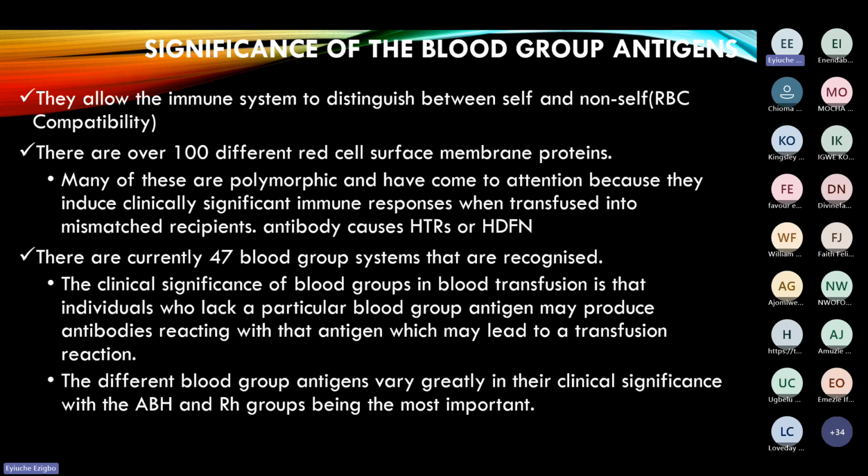And currently we have more than 47 blood group systems that are recognized by the International Society of Blood Transfusion. Okay, the clinical significance of blood groups in blood transfusion is that individuals who lack a particular blood group antigen may produce antibodies reacting with that antigen, which may lead to a transfusion reaction. The different blood group antigens vary greatly in their clinical significance, with the ABH and Rhesus groups being the most important. So of all the 47 blood group systems that are recognized, the ABH, which we call the ABO, and the Rhesus blood group are the most important because they exert the most clinical effect.